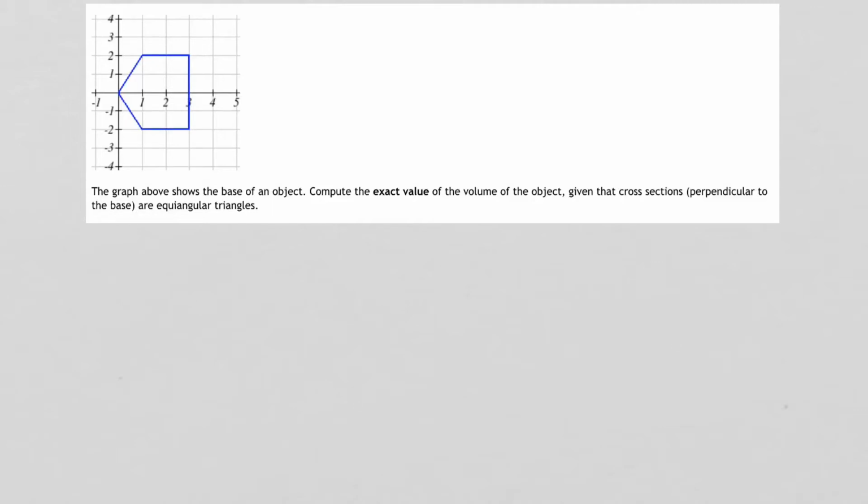Okay, how to begin? Well, I like to visualize things, so I'm going to take a look at the three-dimensional representation of the shape first, just to get an idea of what I'm doing. We have as its base a trapezoid, and on top of that trapezoid, I am stacking equilateral, or if you like, equiangular triangles.